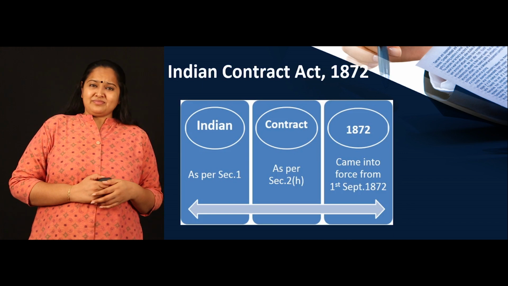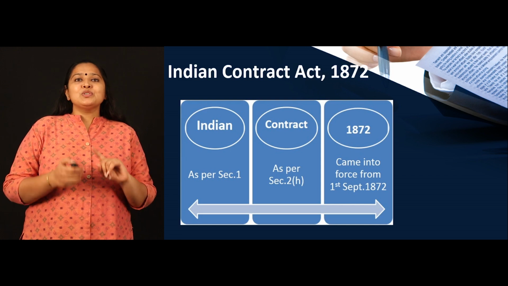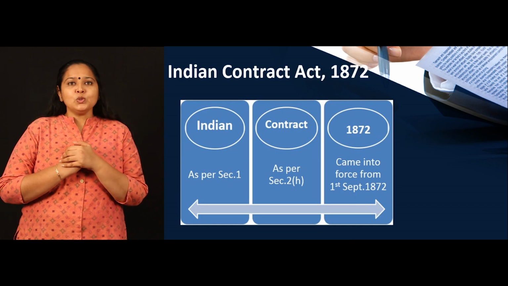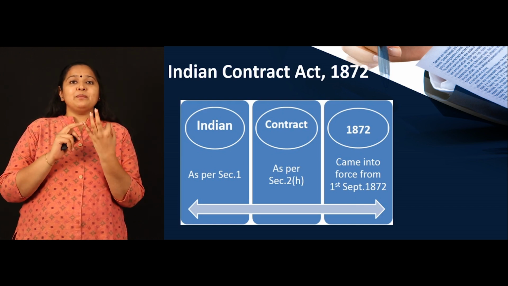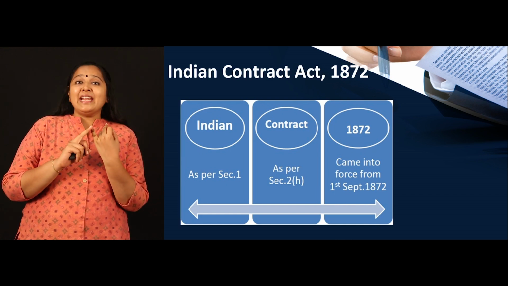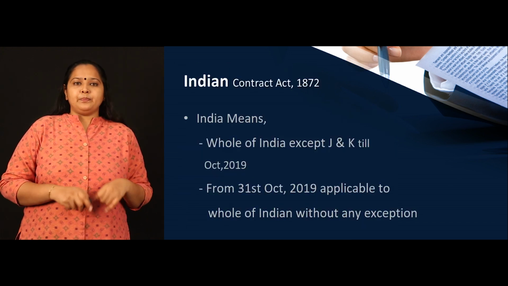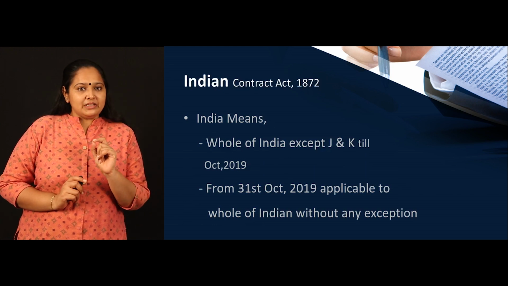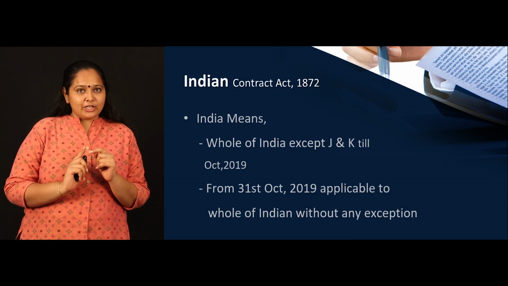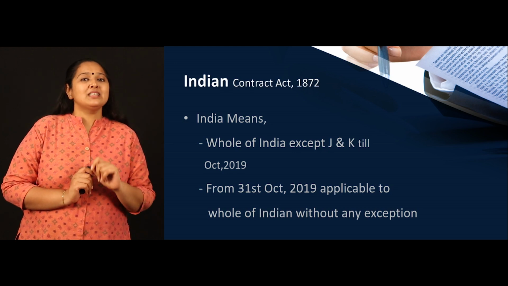Being a law student, whenever you are learning any particular act, you first have to develop an understanding of the name of that particular act. If we go through this act, we need to understand three basic words. The first is Indian, the second is contract, and the last one is 1872, what exactly it speaks about. Let's go through one by one. Indian. Hereby, India means the whole of India except Jammu and Kashmir. Except Jammu and Kashmir. But this was the line applicable till October 2019.